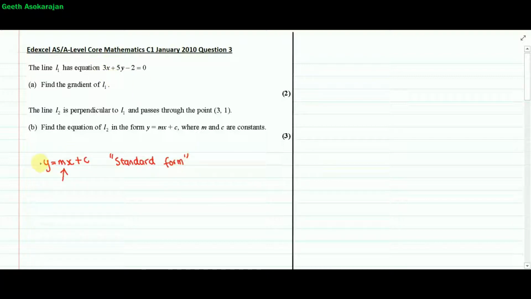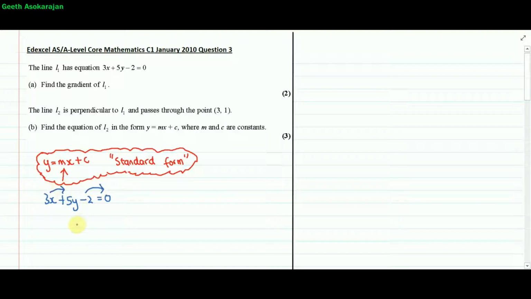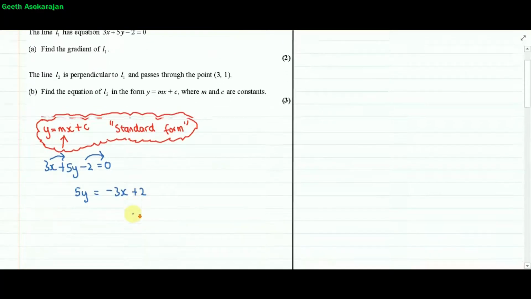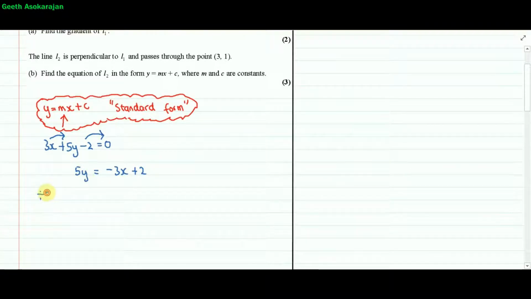So let's rearrange the given equation in standard form, i.e. in the form y = mx + c. So back to my favorite color blue. We have, let me copy down that equation from the question, 3x + 5y - 2 = 0. First of all, let me take the minus 2 and the 3x to the right-hand side, giving me 5y = -3x + 2. And if I divide both sides by 5, remember we need it in the form y only equals mx + c, so let's divide every term by 5 to give us y = -3/5 x + 2/5.